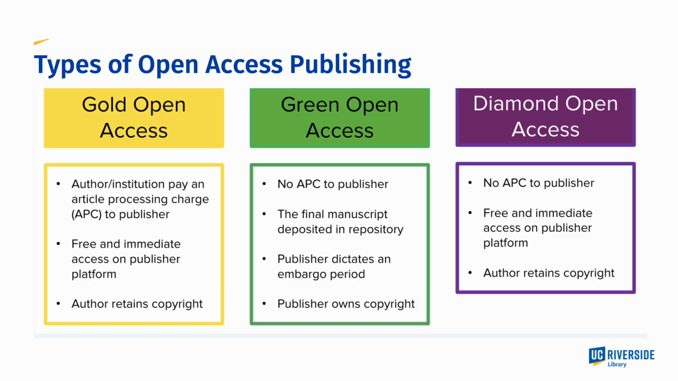There are 3 types of open access publishing: gold, green, and diamond. Gold open access requires authors or institutions to pay an article processing charge. For some journals, this fee can be more than around $10,000. Green and diamond open access have no publishing fee. We will practice identifying these in the exercise coming up.